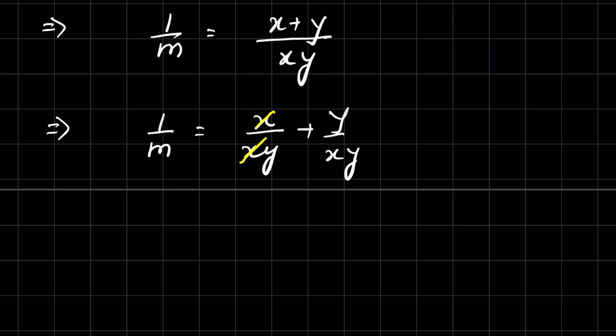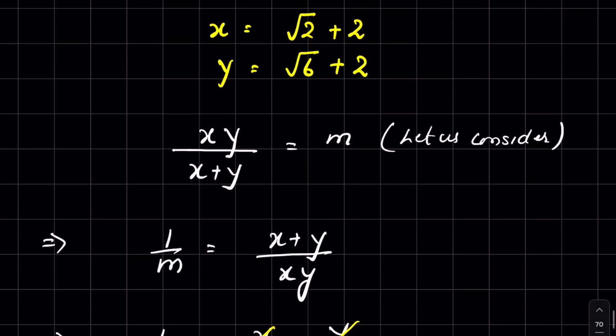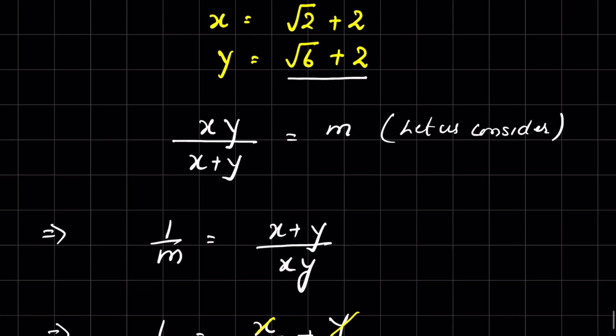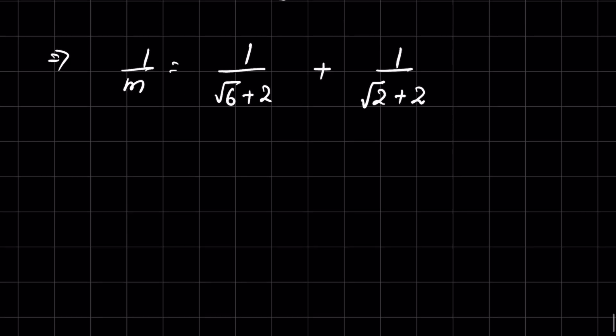x and x here gets cancelled and here y and y gets cancelled. So 1 upon m is equal to 1 upon y plus 1 upon x. The value of y, we considered y as square root of 6 plus 2, so 1 upon square root of 6 plus 2, plus 1 upon x, which is square root of 2 plus 2. Now let's rationalize the denominator.